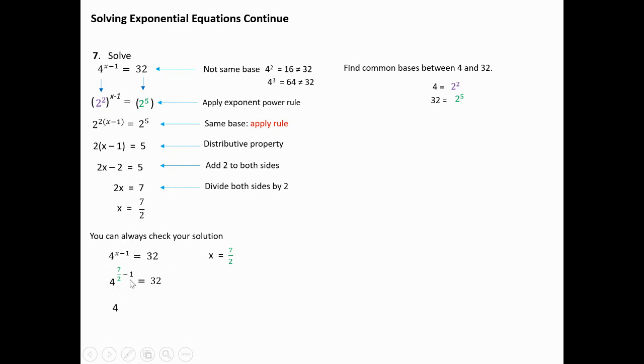Right, 7 over 2 minus 1 will give us 5 over 2. Now, if we plug that in the calculator, 4 to the power of 5 over 2 is going to give us 32. So 32 equals 32. So I know this is the right solution.